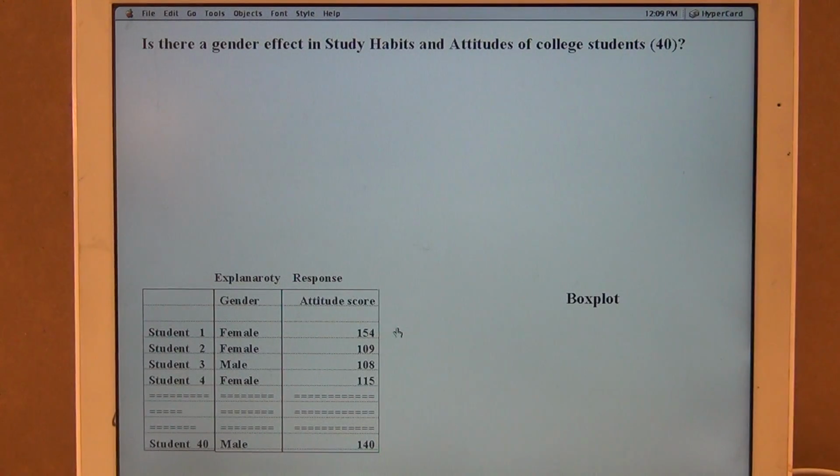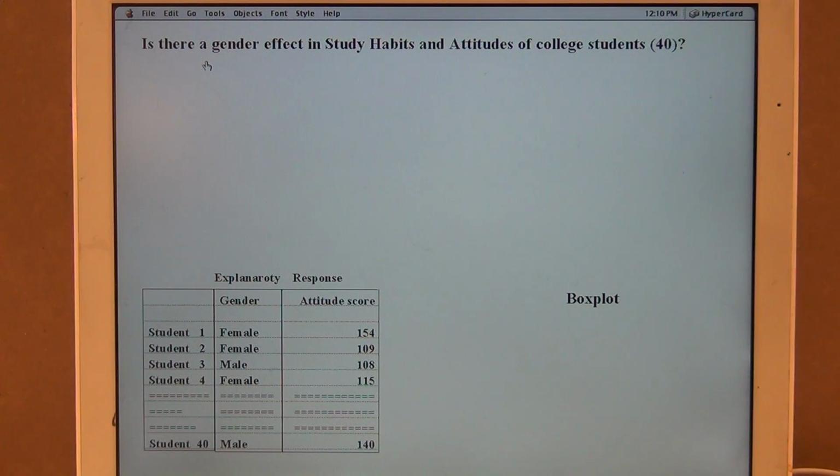Let's look at one more example. Is there a gender effect in study habits and attitudes of college students? So 40 college students, 20 males and 20 females, were given a study habits and attitudes test. And the researchers were looking at, is there a gender difference? Will gender affect study habits and attitudes?